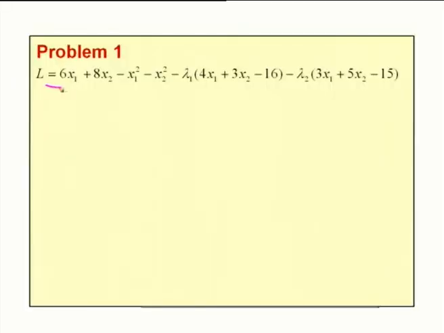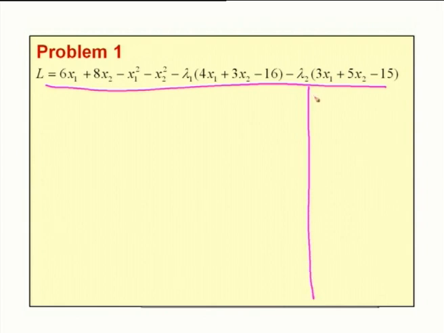Now, we make use of the sufficient condition. That means we are interested in finding the bordered Hessian matrix for this given problem. In order to form a bordered Hessian matrix, we need the partial derivatives. First, let me find the partial derivatives. The dou L by dou x1 gives us 6 minus 2x1 minus 4 lambda 1 minus 3 lambda 2.